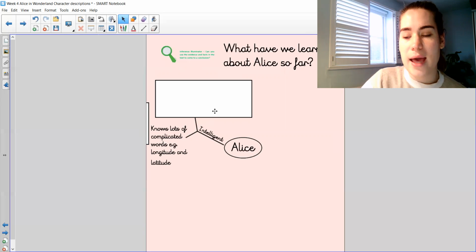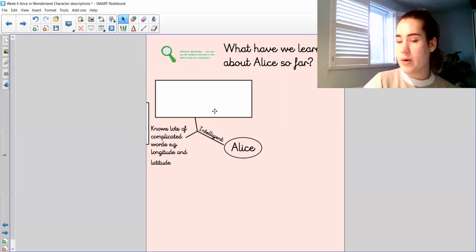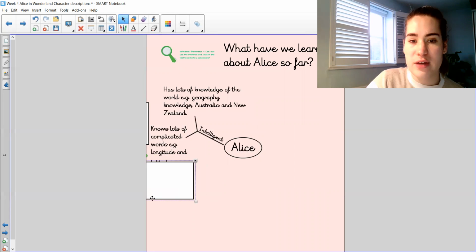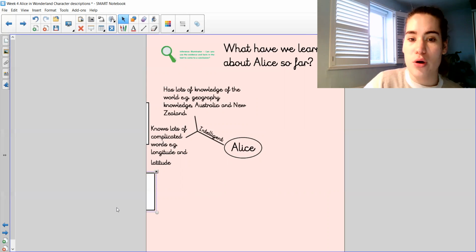words. Also I remember there was a little bit where Alice was using her logic in chapter 1 as well, because she was saying that if she was going to the beach, then there'd be a train station, so she'd be able to get home. She was quite good at using that kind of logic and justifying what was going to happen next by using those clues around her. So I've also written, she has lots of knowledge of the world.